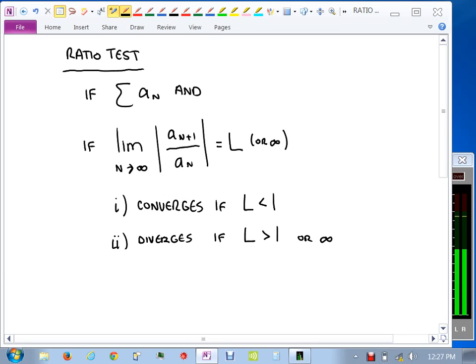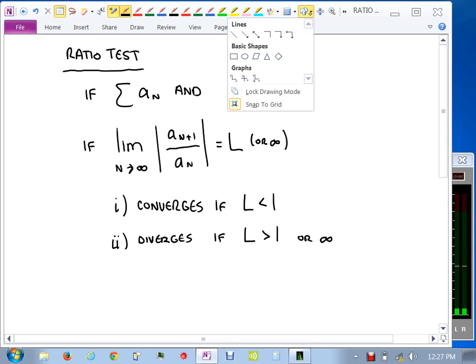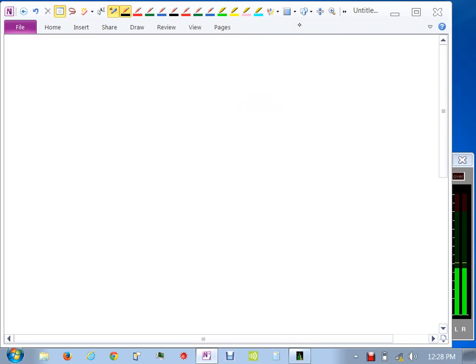So let's see how we can apply this to an example. This is a really powerful test, all right? It's used a lot. In fact, I gave you a bonus question a while back. It was actually computing that right there, the limit of a sub n plus 1 over a sub n. I know 3 or 4 of you did it. You were actually doing a ratio test in that bonus problem. So here's the example.